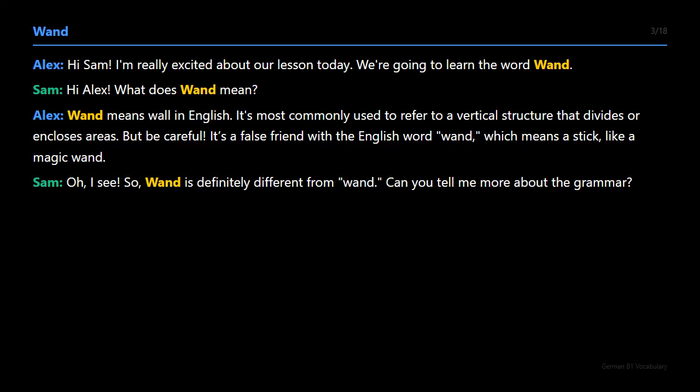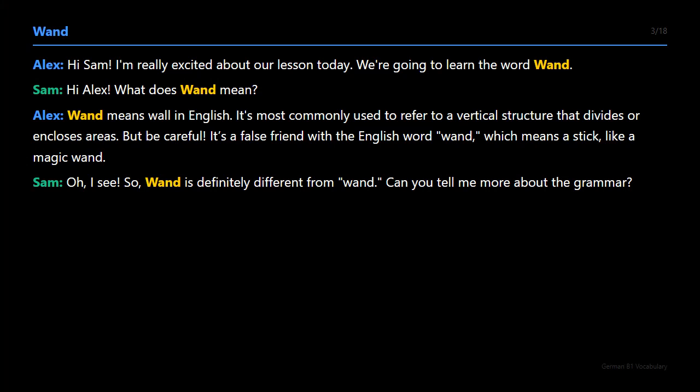We're going to learn the word Wand. Hi Alex. What does Wand mean? Wand means wall in English. It's most commonly used to refer to a vertical structure that divides or encloses areas. But be careful. It's a false friend with the English word wand, which means a stick, like a magic wand. Oh, I see. So Wand is definitely different from wand.